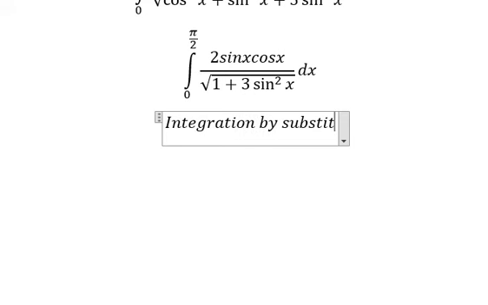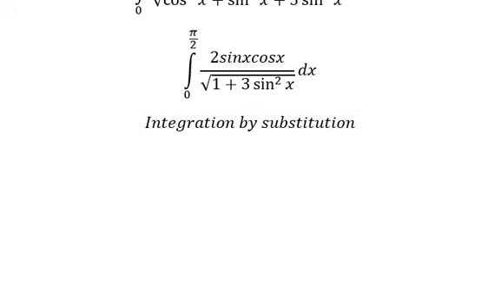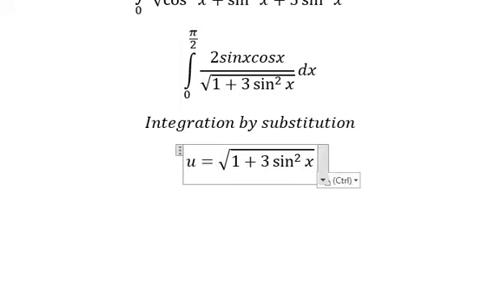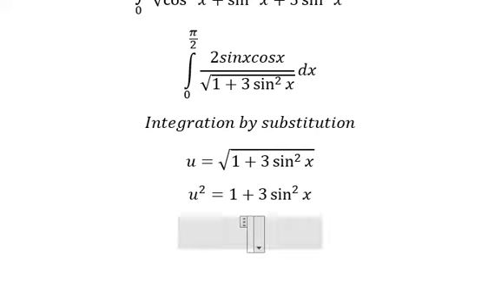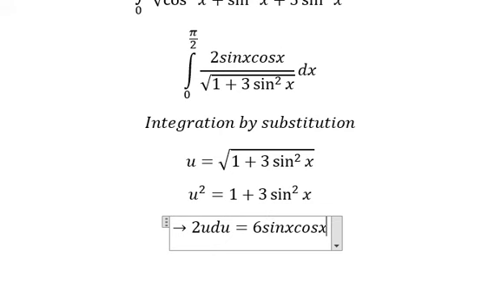by substitution. So I will put about u equals to this one. So we put the square for both sides to cancel about the square root. Next, we do first the derivative for both sides. So we have u du equal to 6 sin x cosine x dx.